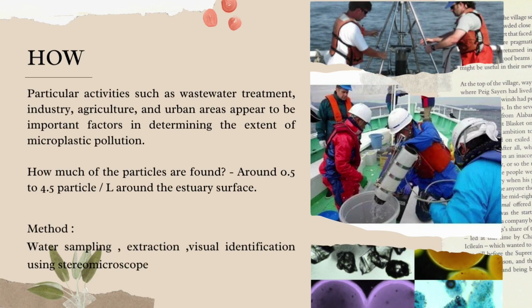For the estuary, how do they determine the microplastic pollution? Particular activities such as wastewater treatment, industry, agriculture, and urban areas appear to be important factors in determining the extent of microplastic pollution. How many particles are found? Around 0.5 to 4.5 particles per L around the estuary surface. The method they use to determine the microplastic pollution is water sampling, extraction, and visual identification using a stereo microscope.